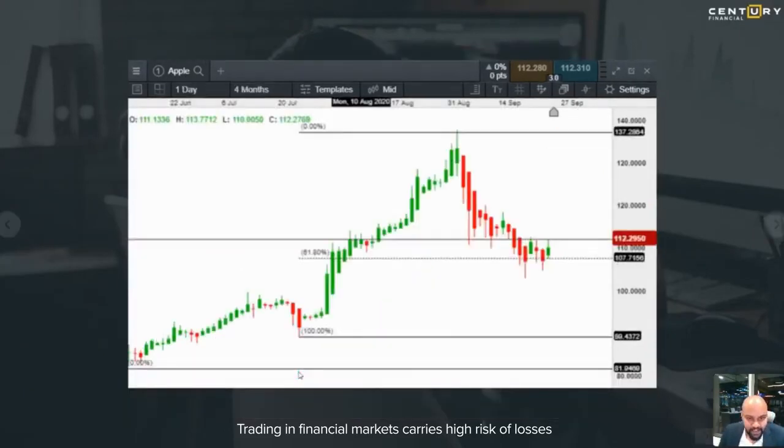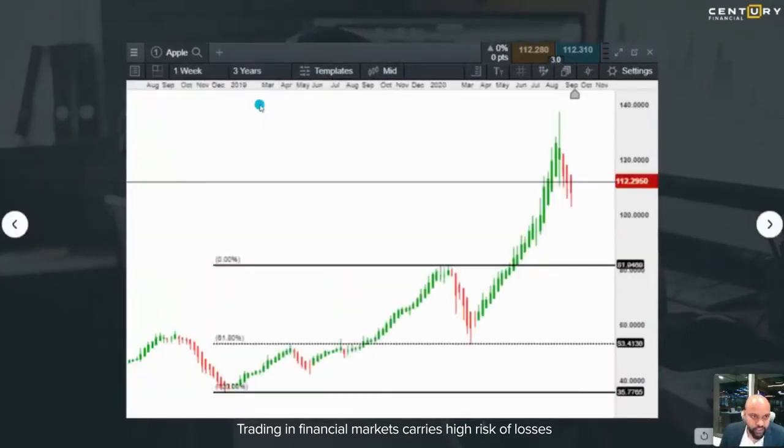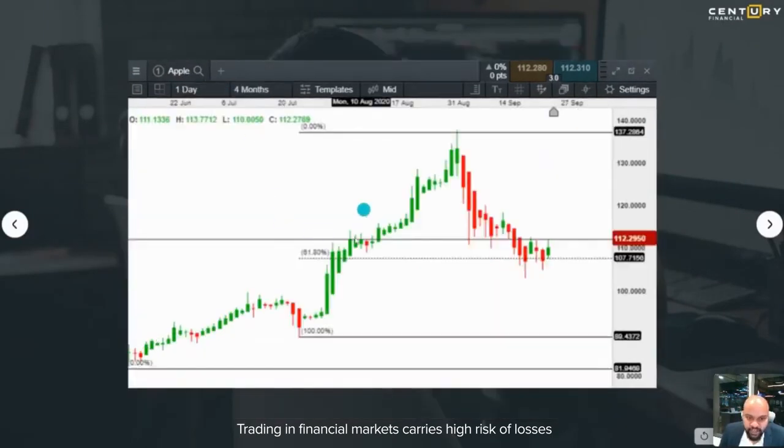Let's move ahead. Now, this is on a daily chart. Earlier, we were looking at a weekly chart on a very long-term time frame. Now, I'm looking at a very short-term time frame. I see a good rally that has happened here, from the 20th of July, and then the market dropping back down. And this is where the price is today at 112, probably a little higher right now as we speak.